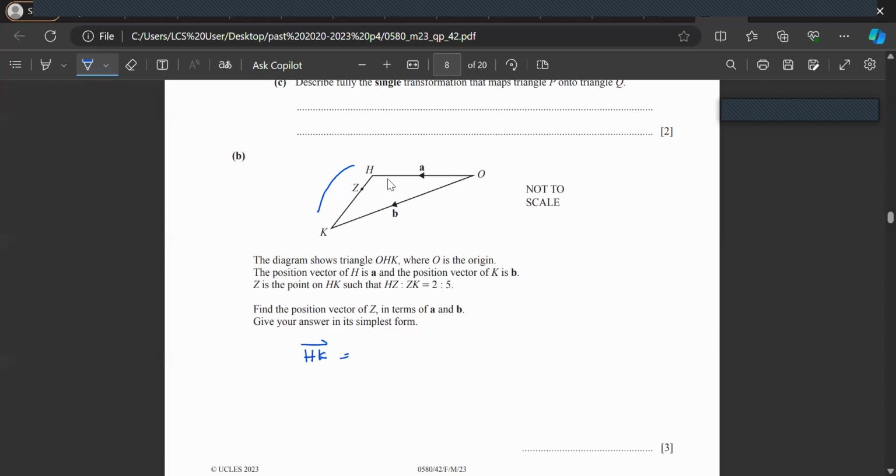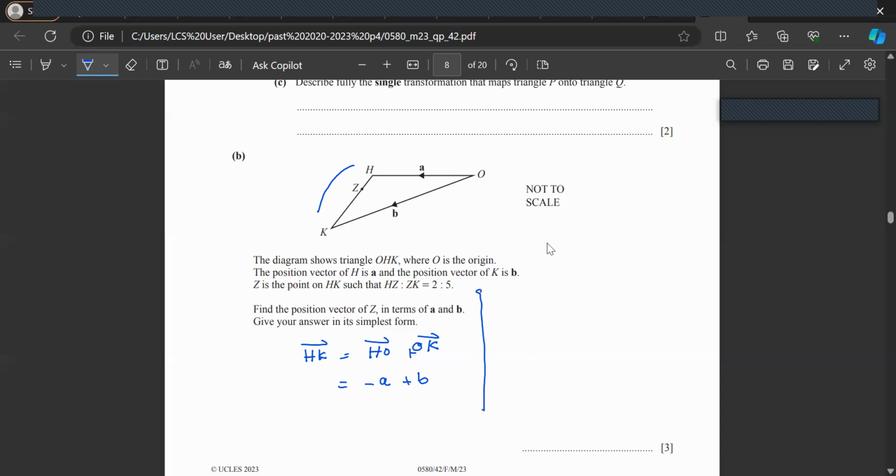You are going from H to K, but you will pass through O: from H to O, then go from O to K. So it will be HO plus OK. Till now, any problem? HO equals what? Not A, negative A, because I'm going from H to O. So negative A. Then OK is plus B. Till now, any problem? Then go to the ratio.